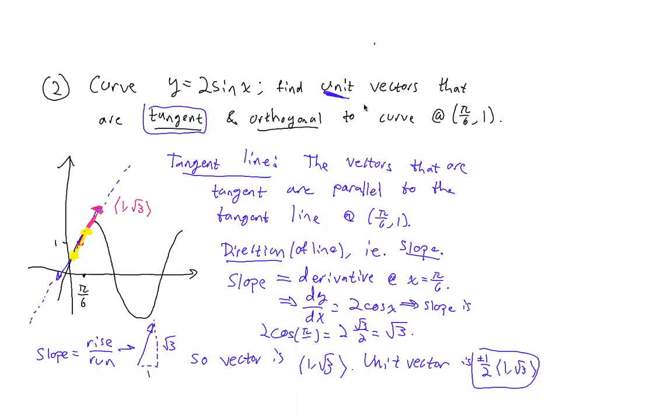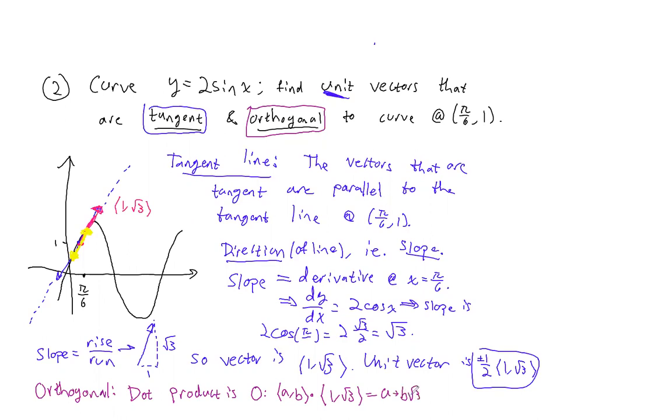Now, for the orthogonal vectors, I'll do this one in purple. For the orthogonal vectors, the story is pretty much the same thing. What do you know about orthogonal vectors? Orthogonal, we already mentioned this, right? That means that the dot product is 0. So we want vectors A, B, dotted with 1, root 3, to be, in other words, A plus B root 3 to be 0. That's what we want.